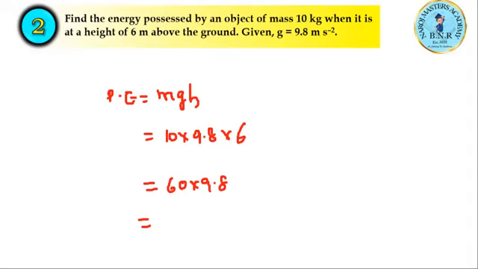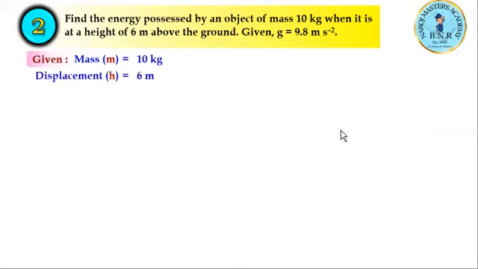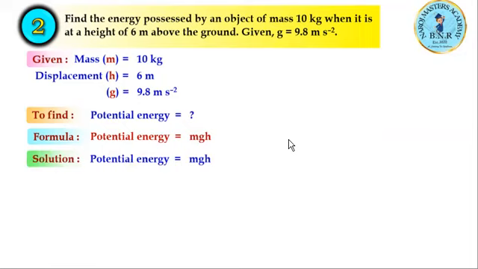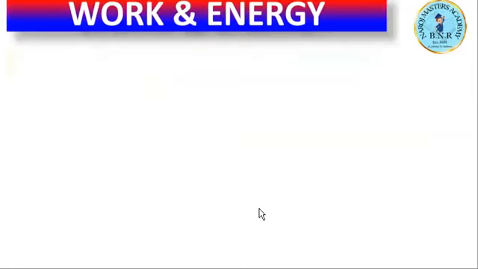Is it right? What are the units of energy? Simply, you know it is in joules. So simply note down here the given data, and then potential energy is equal to question mark. Potential energy is equal to mgh, and you know the value of m, you know the value of g, and you know the value of h. Substitute all this, then you will get 588 joules. The potential energy is 588 joules. Okay, so very simple.